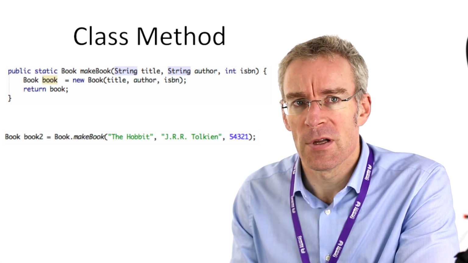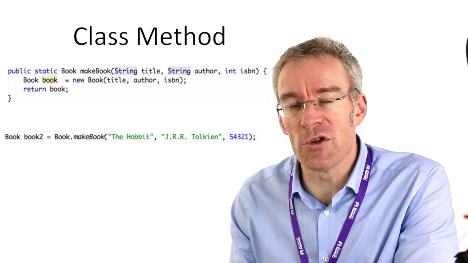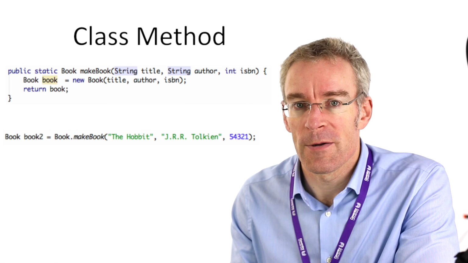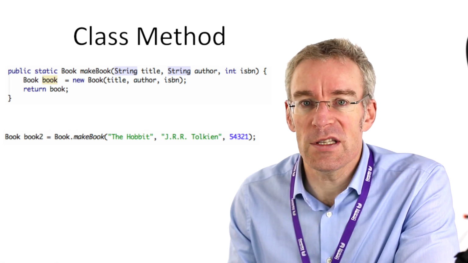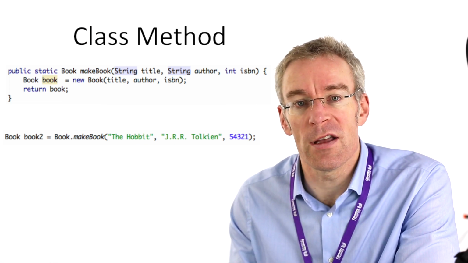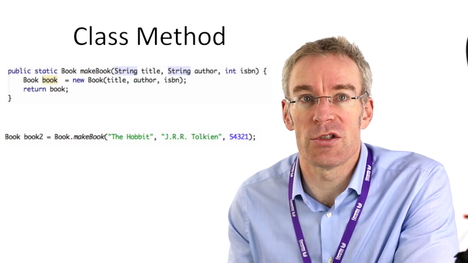That sounds a bit strange, but when you look at how it works, it makes a bit more sense. The syntax now is book2 equals Book.makeBook. You can see I'm using the Book class there, dot makeBook. A class method is called from the class, and because it's called from the class, it doesn't have access to any of the instance variables, and that's why I've had to call the constructor from within my class method to create a new book.